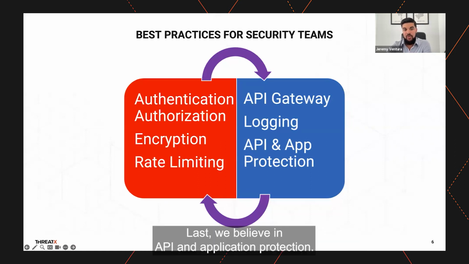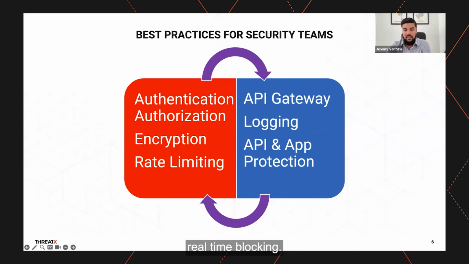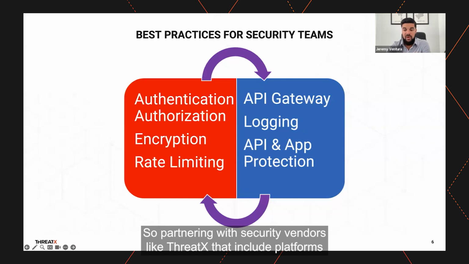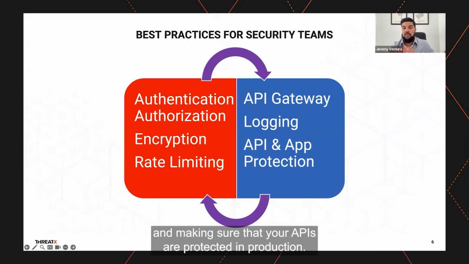Last and foremost, we believe in API and application protection. You can't protect what you don't see, but you also need what we call real-time blocking. So partner with security vendors like ThreatX, with platforms that include discovery, cataloging, real-time protection and real-time blocking, making sure that your APIs are protected in production.